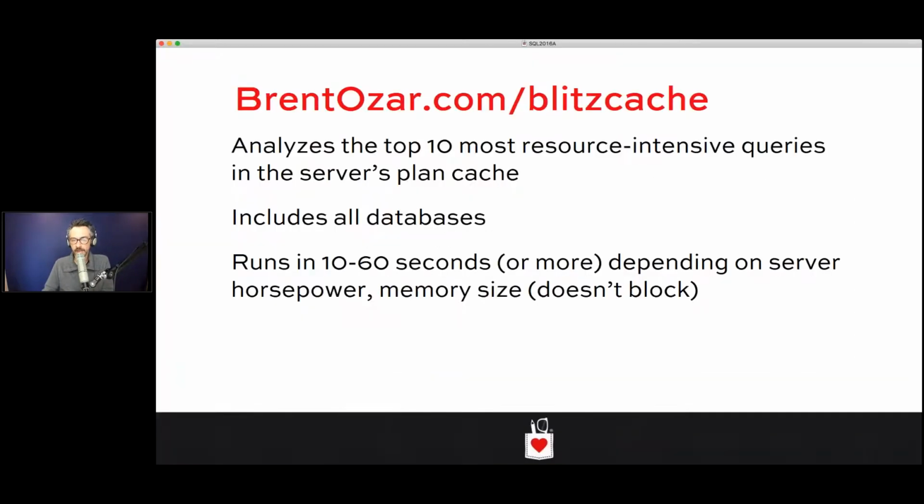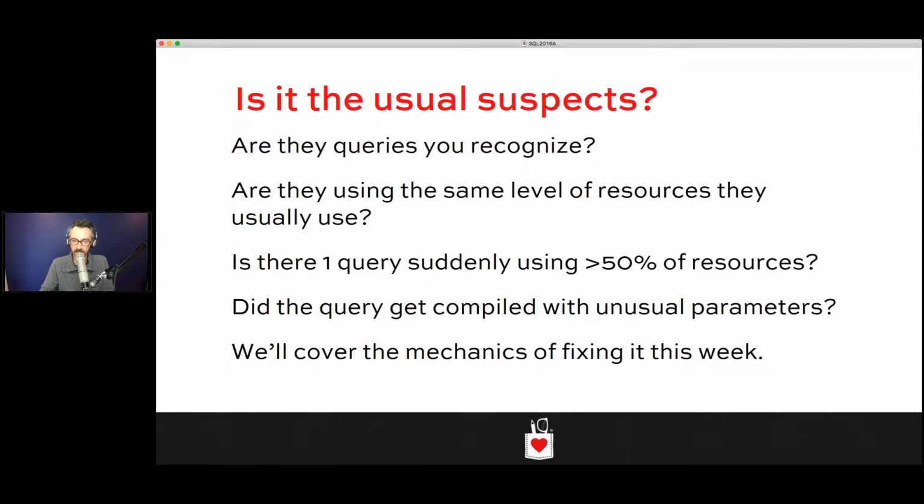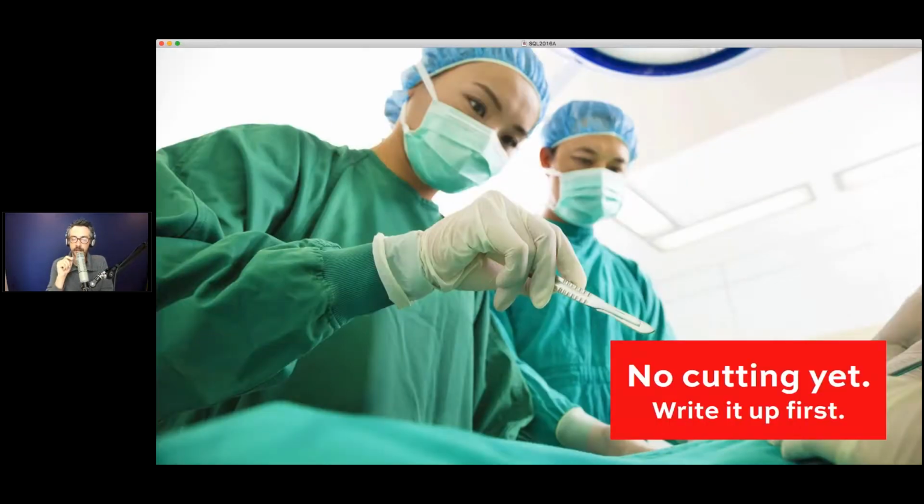I'm wild about SP Blitz Cache. It has all kinds of really cool parameters. I'll leave that to you to go read in the documentation. I've done entire webcasts just about SP Blitz Cache. But the idea here is to see if it's an unusual query at the top of the sucker board, try nuking just that one plan out of cache.